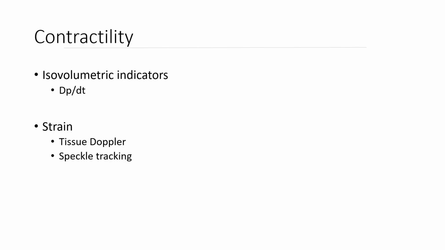Note that if you were trying to measure contractility, there are other methods such as isovolumetric indicators, like the change in pressure over change in time, and tissue Doppler or speckle tracking with strain technology that can also give an idea for whether myocardial contractility is normal.